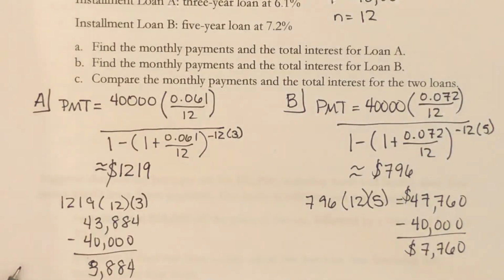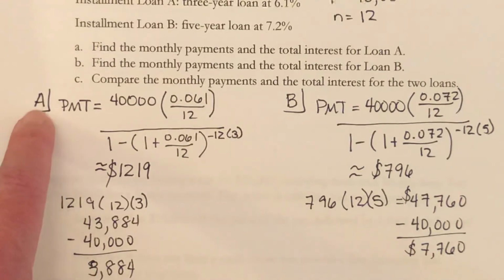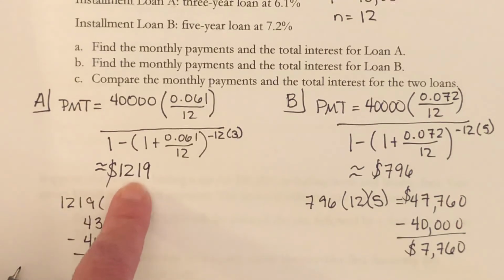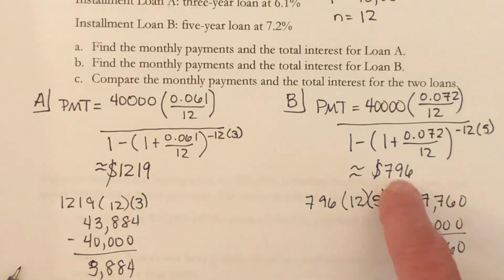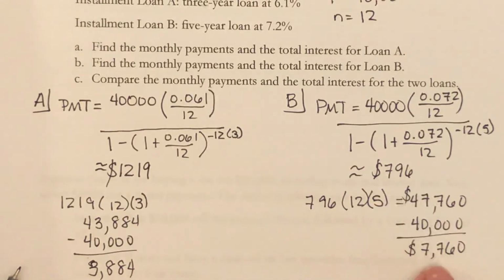And then we're asked, part C is to compare these. Well, for part A, you're going to be paying more every month, but you save money on interest. Here you're paying less every month, but you end up paying more on interest. Often you're going to have to make decisions between these kinds of loans.